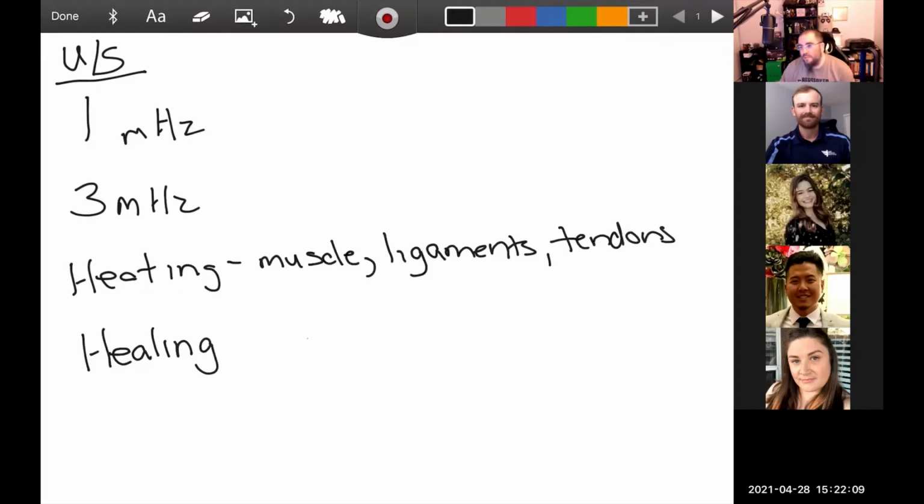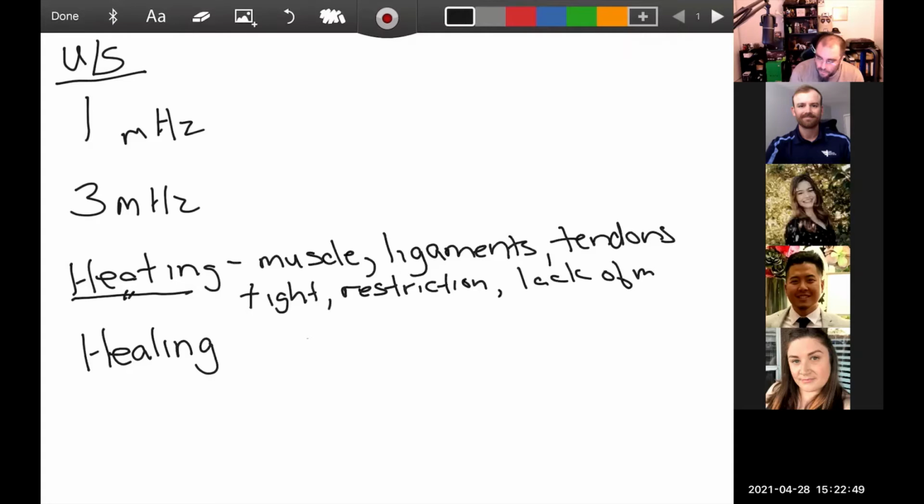What kind of words would you see that clue you into warming up or heating up tissue? Tightness. Sore could be as well, technically. Lack of motion, because we know that heating up improves motion, whereas cooling down using ice restricts motion. So those are the things I'm looking for. Is it saying tightness? Is it saying restriction? Lack of motion. Those are the words I'm looking for with regards to heating.